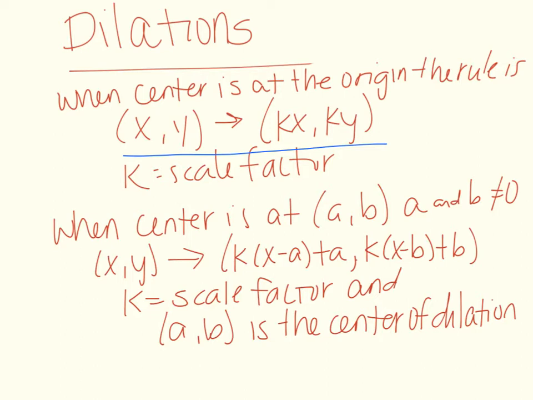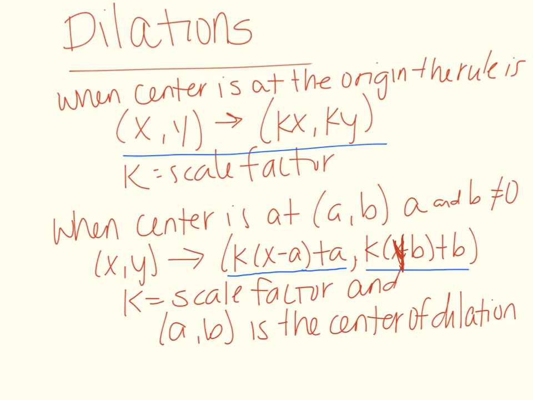If the center is at some other point other than 0, 0, so a, b, where a and b are not 0, then you're going to take the x value and subtract a from it and multiply that by the scale factor, and then you're going to add a back to it. And then you're going to do the same thing with b. Take your y, subtract b from that, multiply that by the scale factor k, and then add b to it again. So k is the scale factor and (a, b) is the center of dilation.